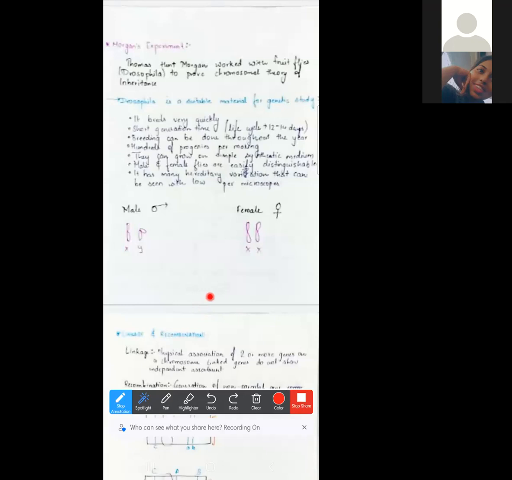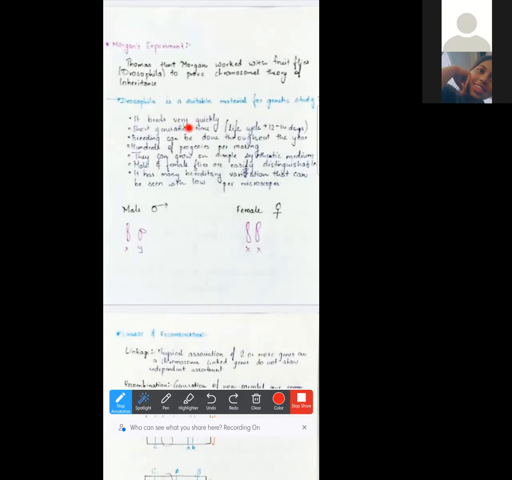Morgan's experiment. Thomas Hunt Morgan worked with fruit flies, also known as Drosophila, to prove chromosomal theory of inheritance. Why is Drosophila suitable for this genetic study of Morgan's? Basically, the reasons for Drosophila being suitable are similar to the pea being suitable for Mendel's experiment. So let's go through them.